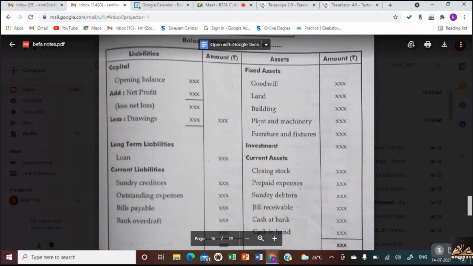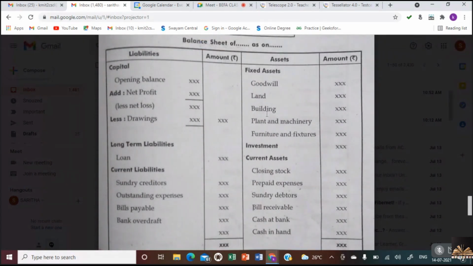Now coming to the asset side, all the items will be given in the trial balance. You have to just take all. Prepaid expenses are nothing but paid in advance. We need to pay next year, we have paid this year only. That is known as prepaid expenses.